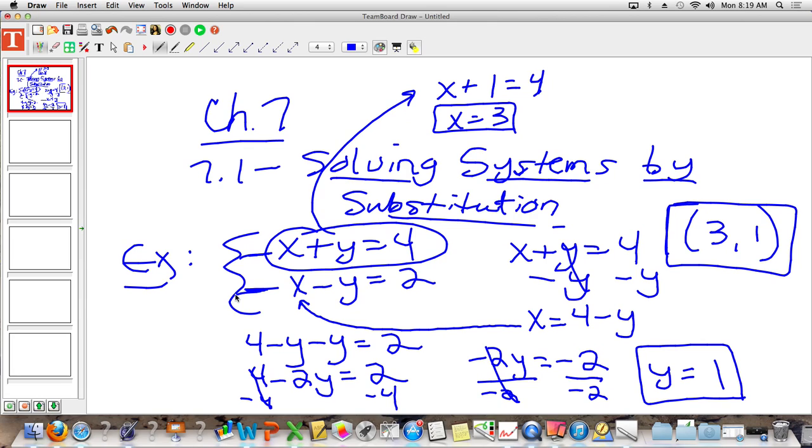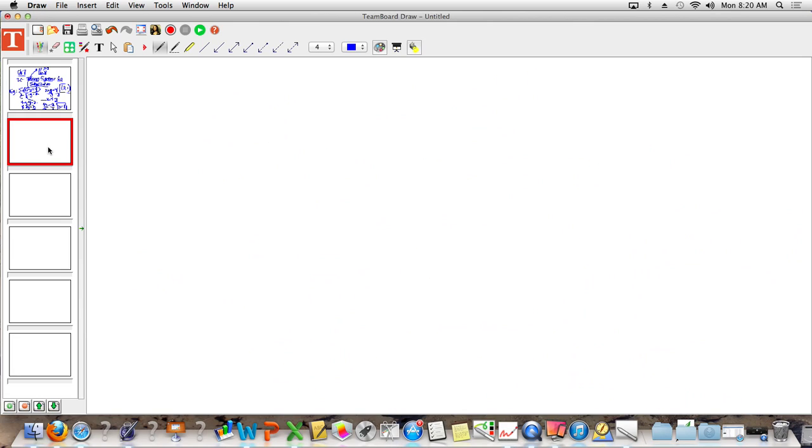I have one more example for you. This one's a little bit trickier, but actually, I wouldn't even say it is trickier. I shouldn't have really said that. All right. Example. I know.